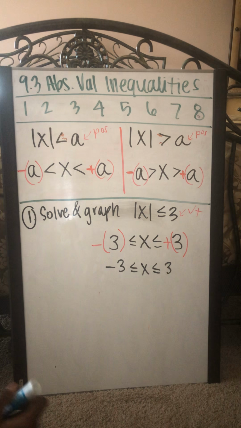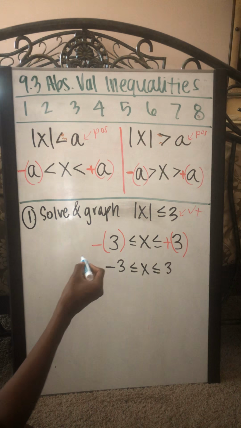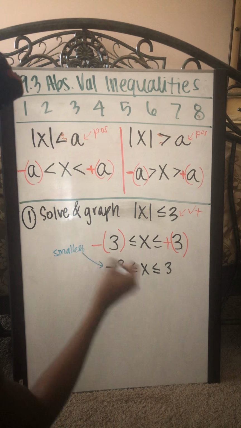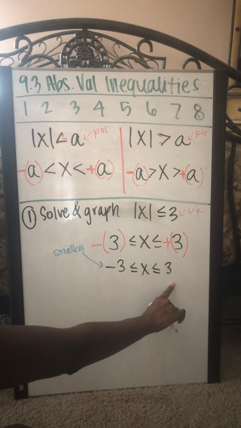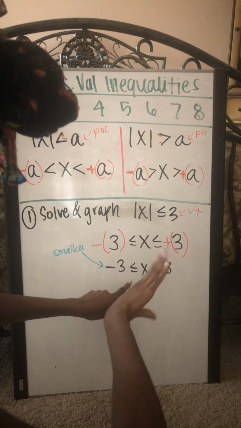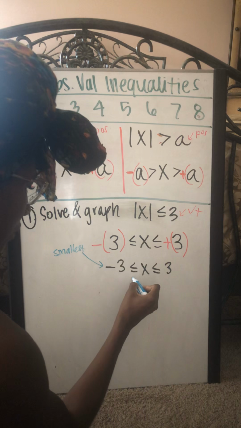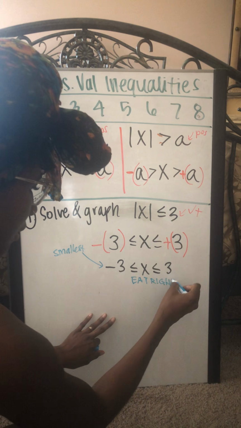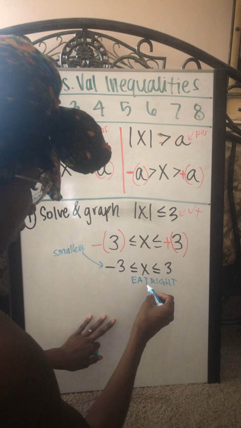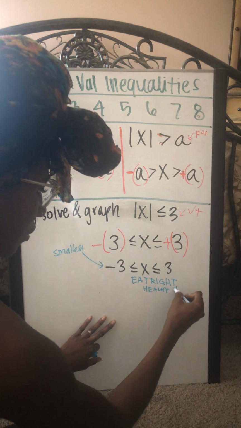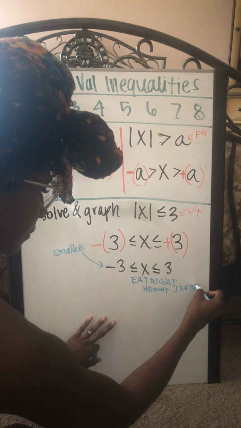Perfect. So, first thing that we need to do when graphing, we need to check to make sure that this is the smallest number. Okay, so negative 3 is smaller than positive 3, so that works out. So when we're graphing, remember, here we are eating to the right, correct? So whenever you eat to the right, we talked about this a week or two ago, that means you're eating healthy. So you're on the inside, y'all remember that?